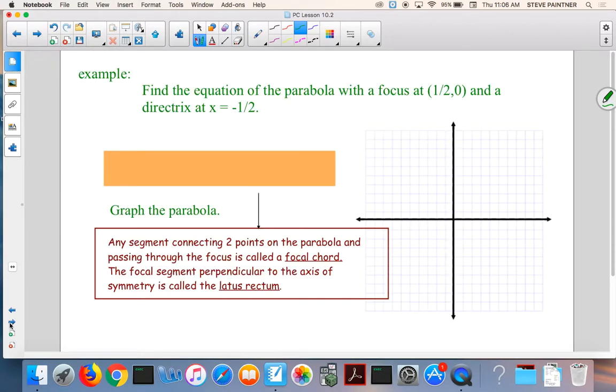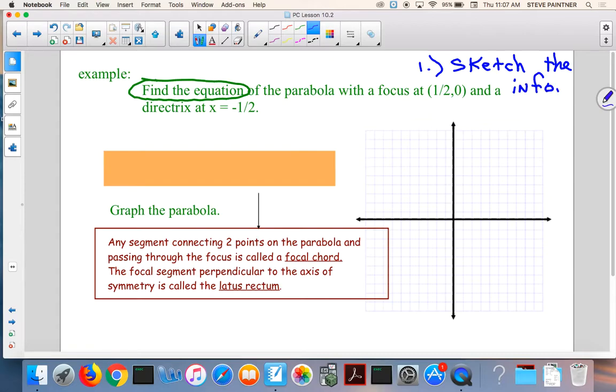All right. Here comes our first example. Okay? Find the equation. So it's got to be x squared, y squared, of the parabola with a focus of 1/2, 0, and a directrix of x equals -1/2. Okay. Right off the bat, I want everybody to understand this. I will always tell you to do this. Sketch the info. You need to sketch because you need to see what they're talking about. Okay. Very faded graph paper, okay? Look at the numbers they gave you.